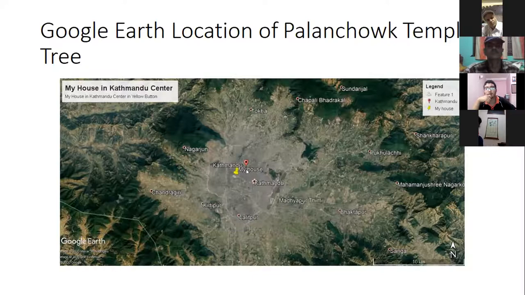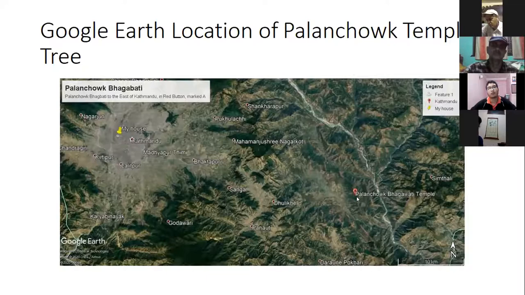But these flat areas are about 4,500 feet above sea level, or approximately 1,500 meters above sea level. So it's not tropical, it's quite a cool climate, okay? Whereas the place where I saw the temple is called Palancho Bhagwati Temple, which is sort of east of Kathmandu, and this small yellow place is where my house is located.